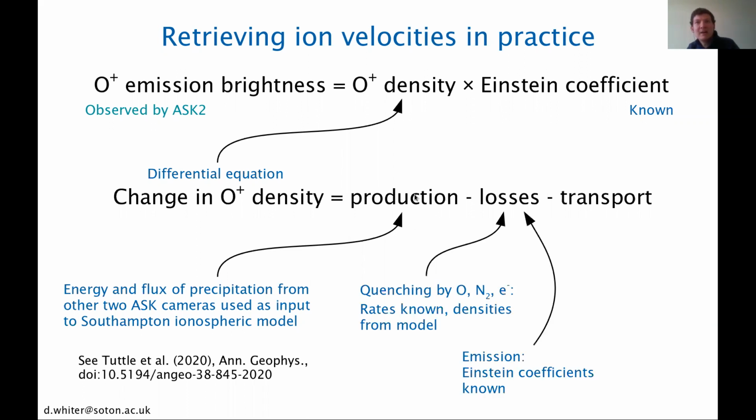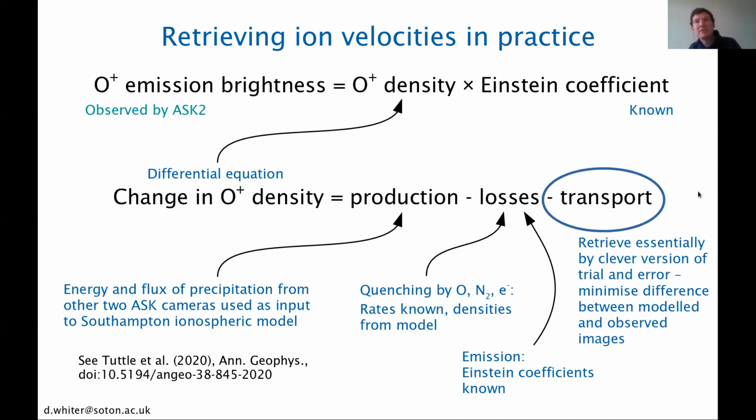The losses are, there's two different types of losses. There's quenching, which means collisional, well, the O+ collides with something and it either de-excites or it stops being O+, it becomes atomic oxygen, for example. Quenching is by atomic oxygen, N2 or electrons, and we can get the densities of those from our model or from MSIS, and we know the quenching rates, so we can calculate those losses. And then there's also losses by emission, not just this one we observe, but also other emissions at different wavelengths. And for those, again, we know the Einstein coefficients, so we can calculate those loss rates.